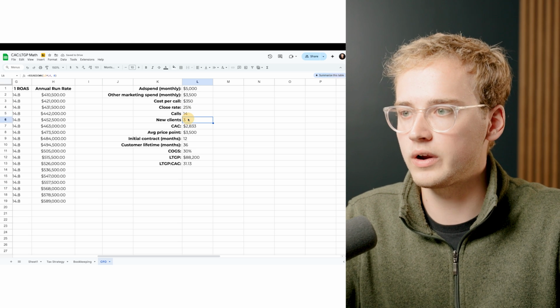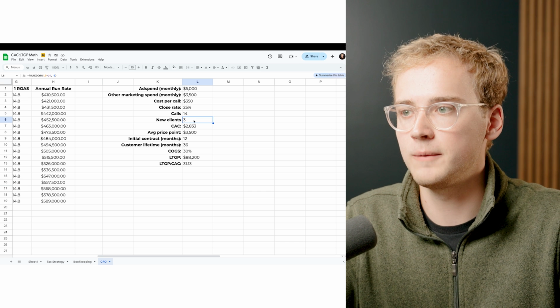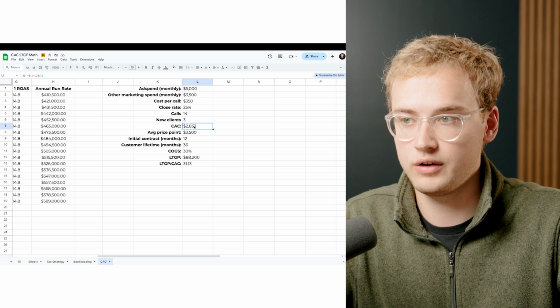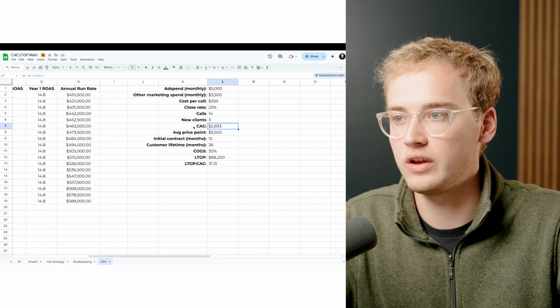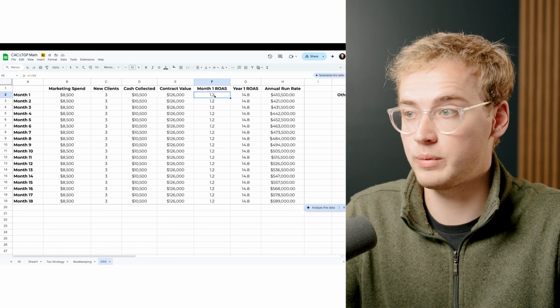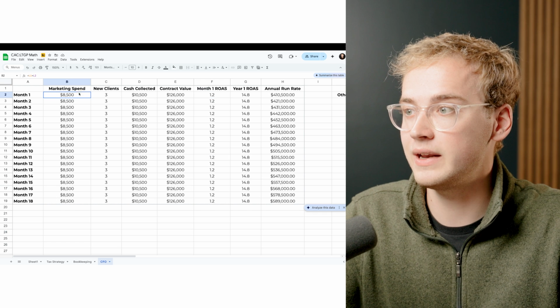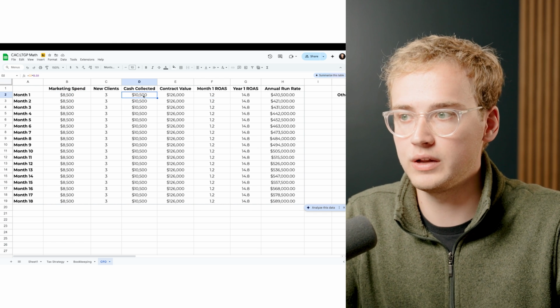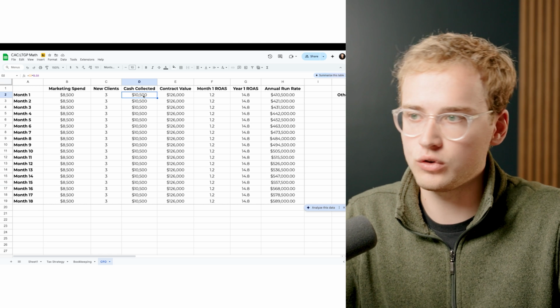All right. So we're getting now 3 new clients a month. And that takes our cost to acquire a customer down significantly, $2,800 to acquire a new customer for this. So looking at our month one ROAS, that basically fixes our return on ad spend problem right there, because we're spending now $8,500 a month and we're making $10,500 a month right away from these new clients that we're signing up.